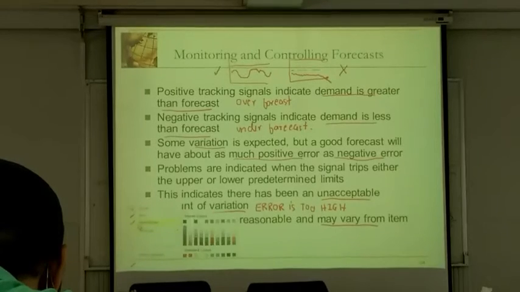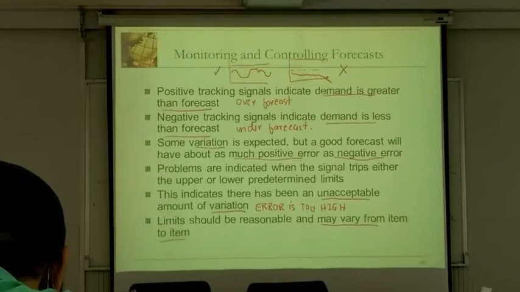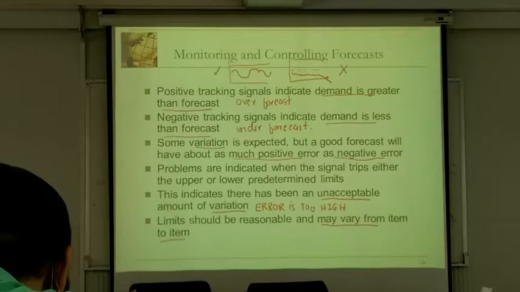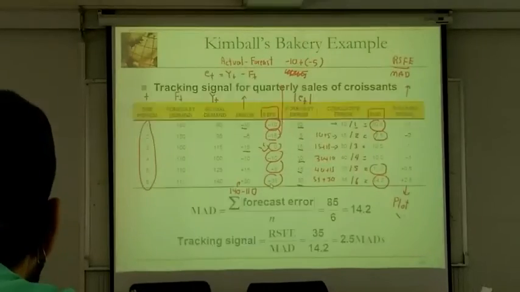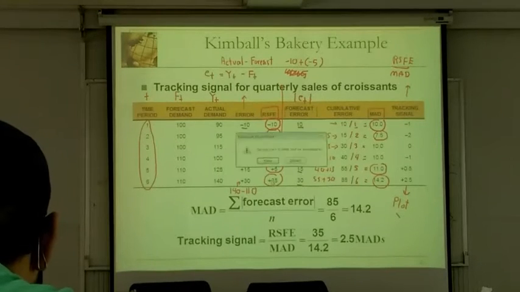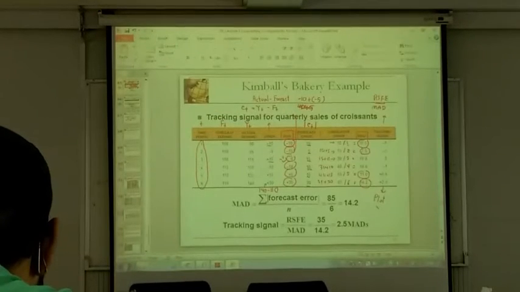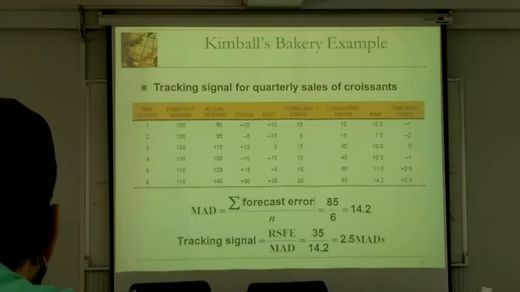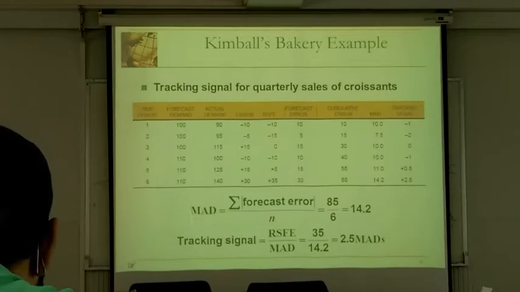Okay. We talk about this, right? So it's positive. You can read this. Positive tracking signal indicates demand is greater than the forecast, over forecast. Negative tracking signal means demand is less than the forecast, and so on. And we talk about that. Okay, so let's see how the calculation is done. I'm going to erase this, otherwise I'll get you confused. Okay, so let me start from scratch.